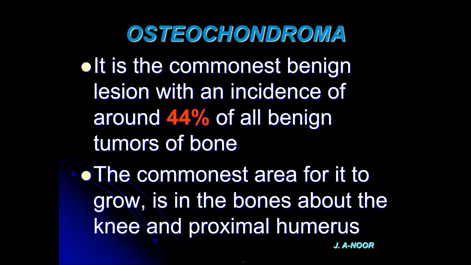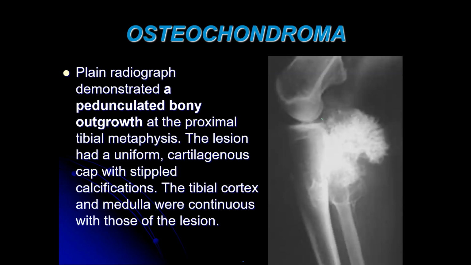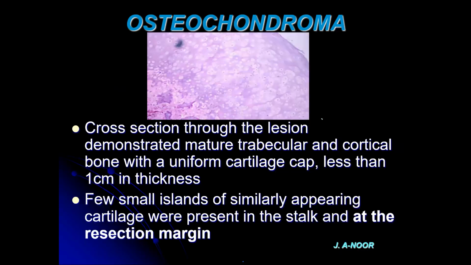The commonest area for it to grow is in the bones about the knee and proximal humerus. The plain radiograph shown over here demonstrates a pedunculated bony outgrowth at the proximal tibial metaphysis. The lesion had a uniform cartilaginous cap with stippled calcification. The tibial cortex and medulla were continuous with those of the lesion. There is no separation.